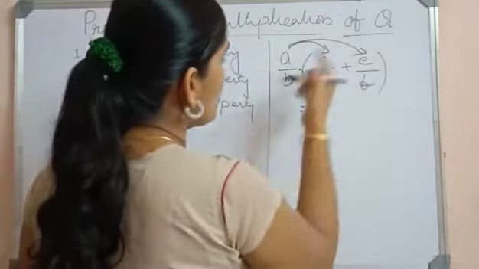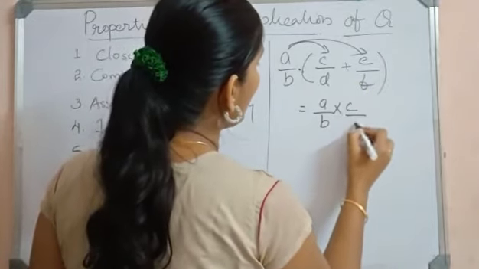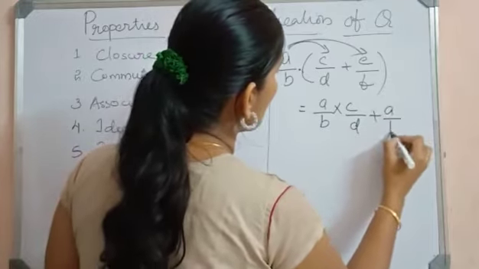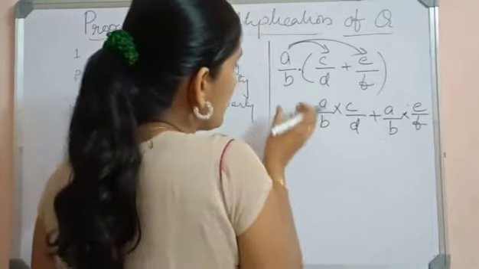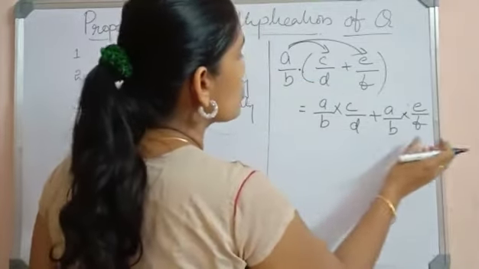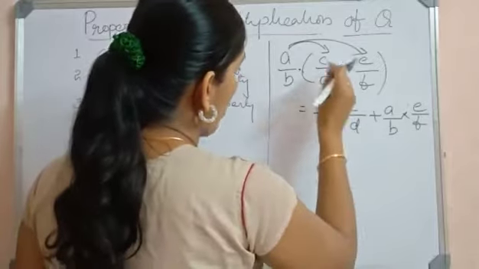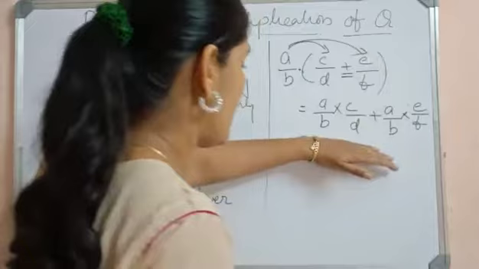So when you are distributing this, you will get your answer as a by b into c by d plus a by b into e by f. That means we have distributed a by b to both the terms, that is to c by d as well as to e by f. Distributivity of multiplication over addition. This is what we have done here.